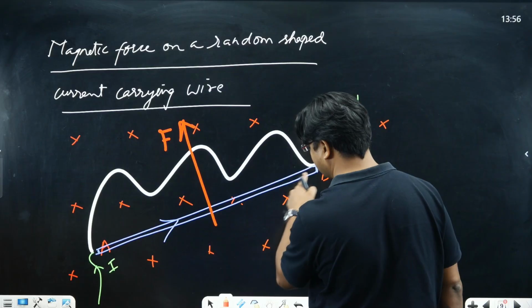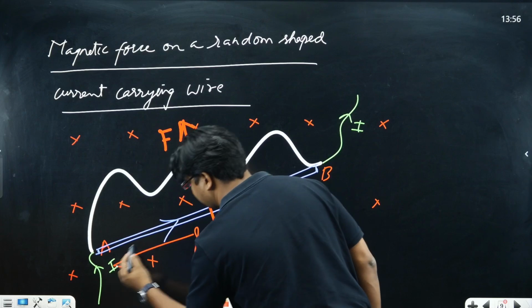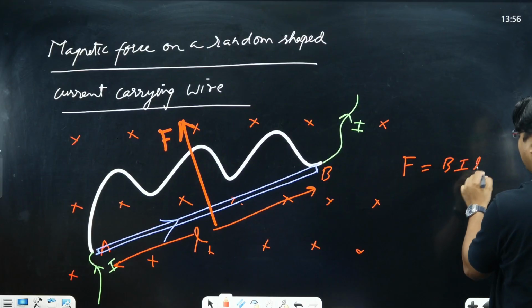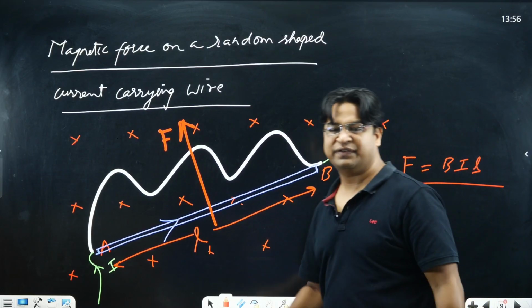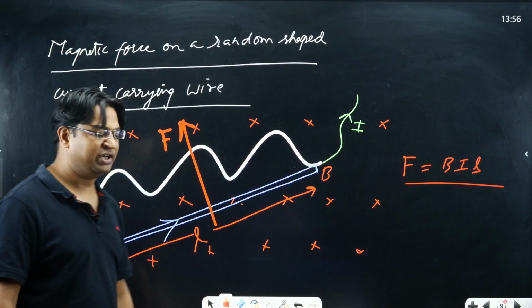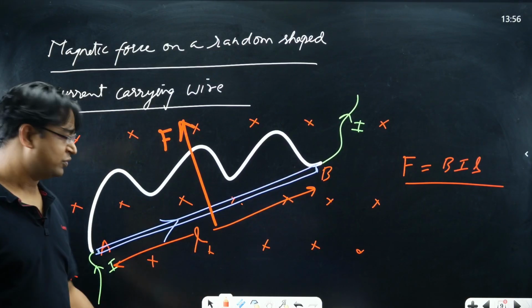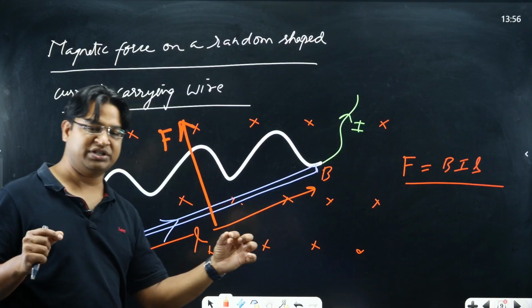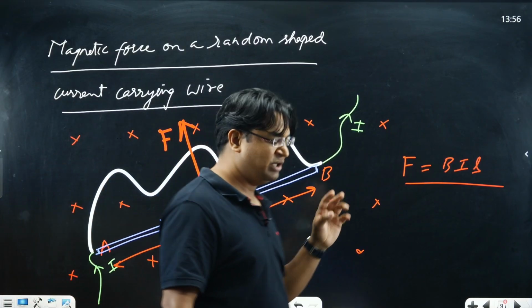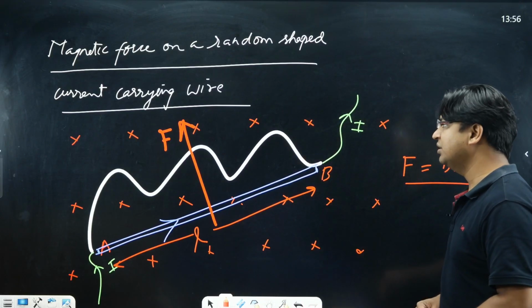And how much force will it be? Suppose this AB length, whatever it is, let's say it is L. So the force will be BIL. In other words, even if the wire is a crooked wire, in any general shape, whatever length you want to consider to calculate the force, just join those two points, consider the straight segment, and find the force on the straight segment in magnitude as well as in direction. You'll get the same answer. So this is how we deal with the random shaped wire.